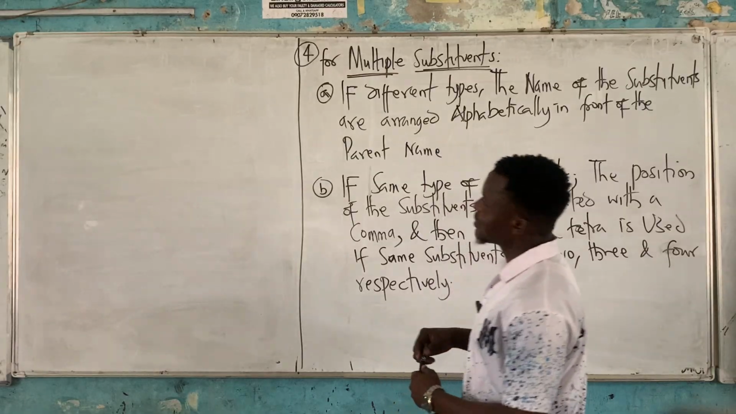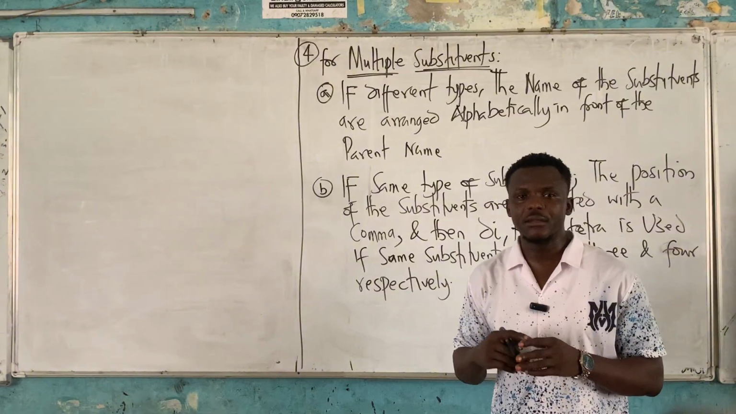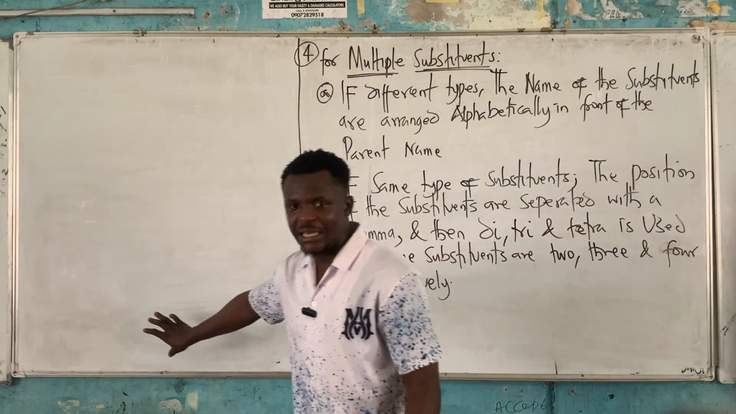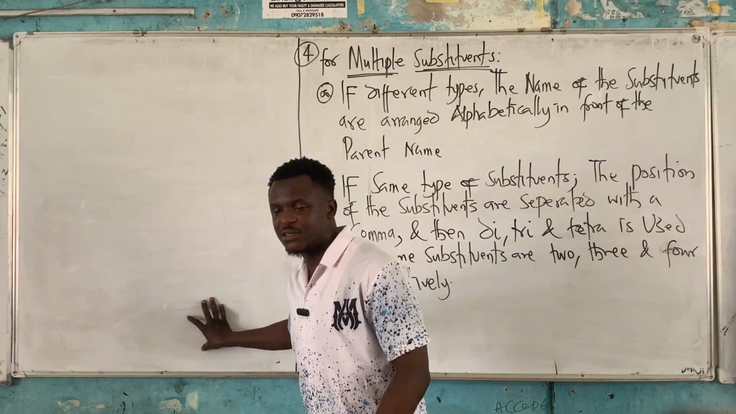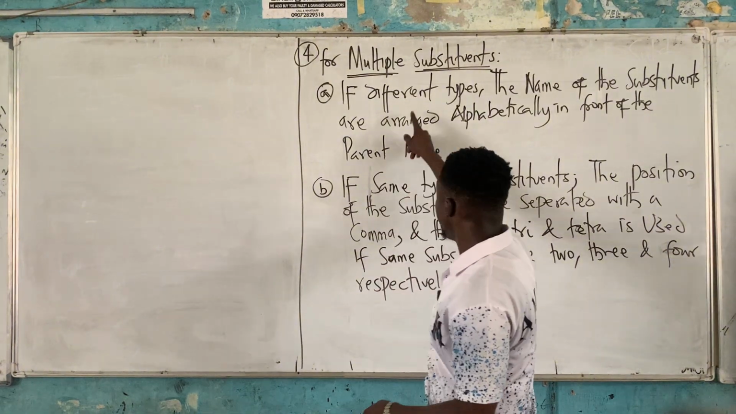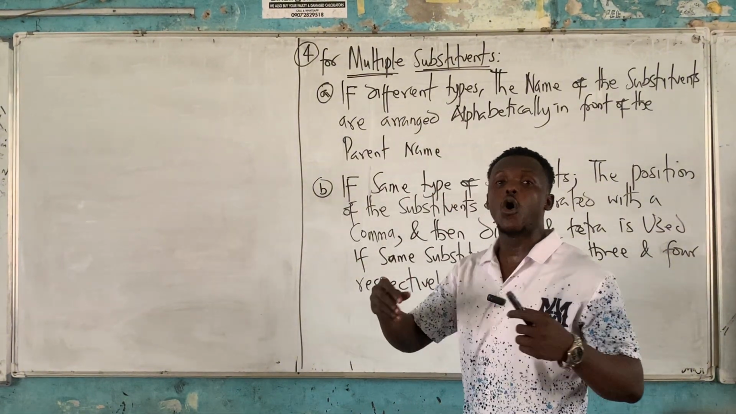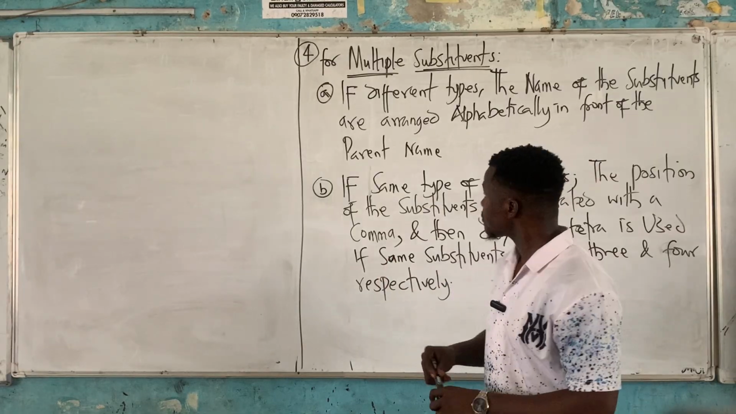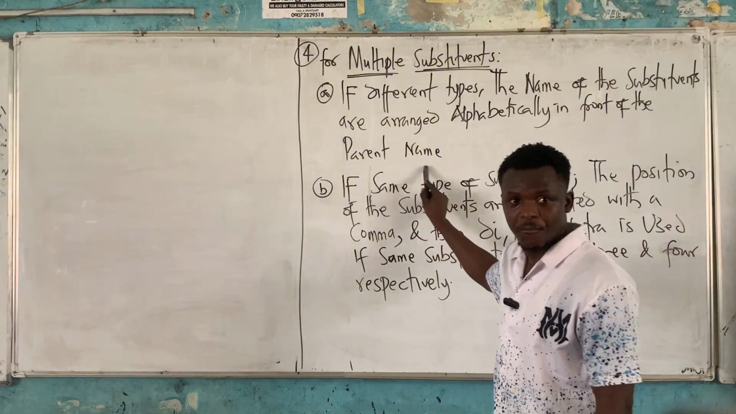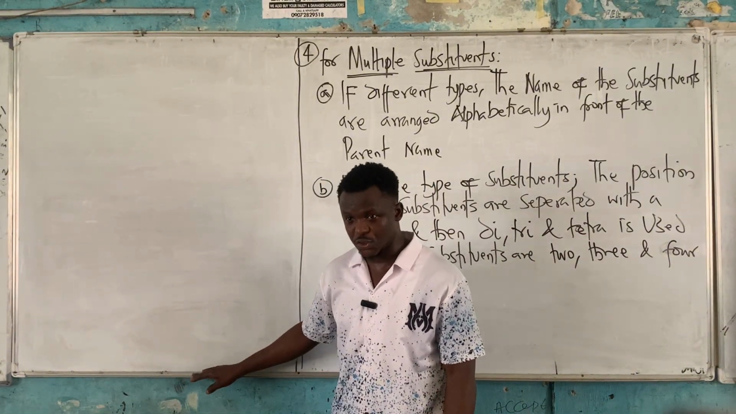Please look at this. I said multiple substituents simply means 2 and above. Now the last example we did here was multiple substituents, although I just named the compound without giving us a rule. So I said if we have 2 or more different types of substituents, the names of the substituents are arranged alphabetically in front of the what? Parent name. That's exactly what we did previously, where we had the fluoro and the chloro.